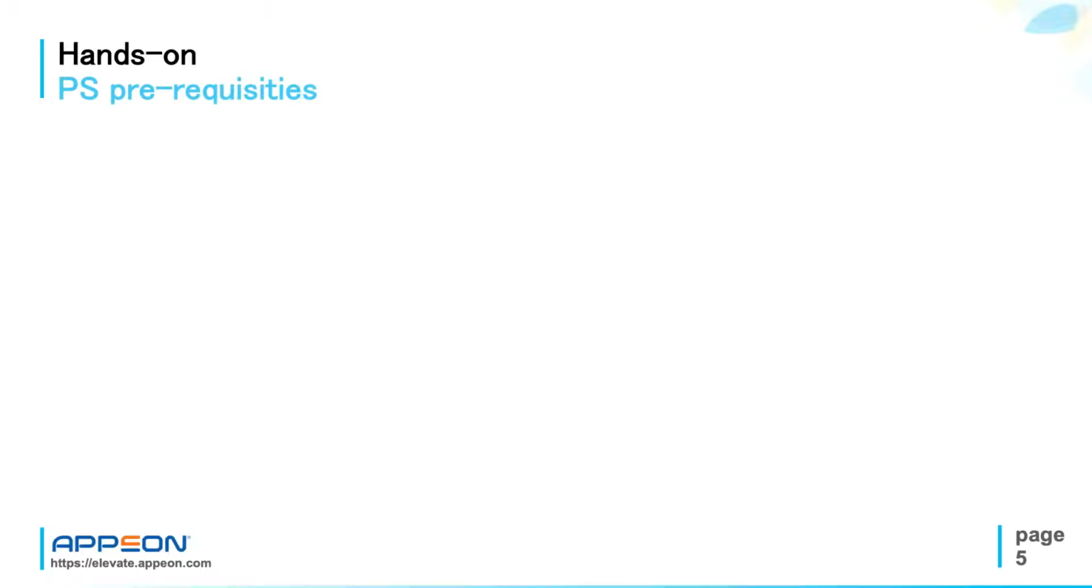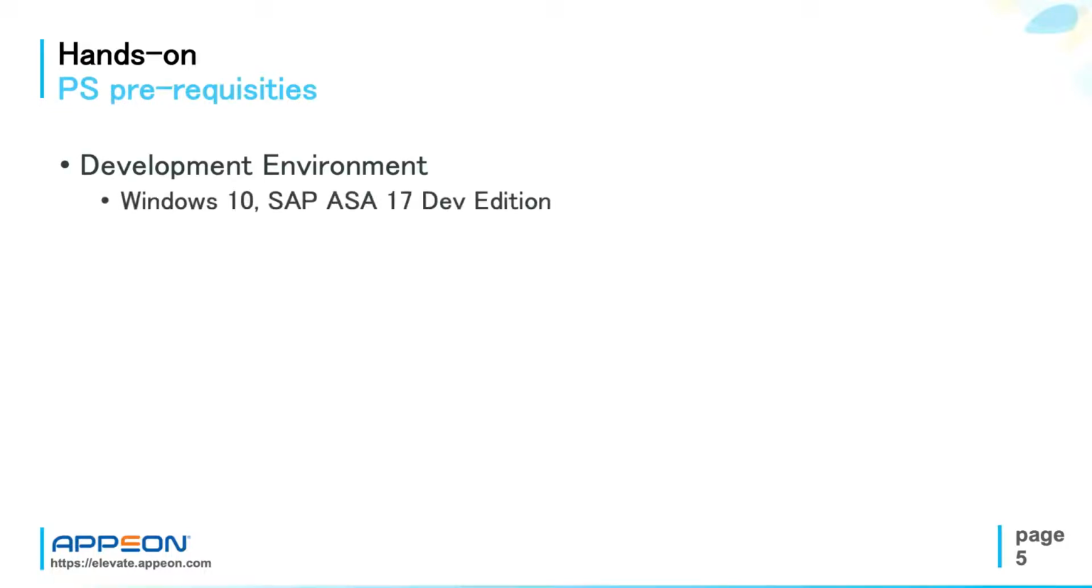Let me go through the pre-requirements for the hands-on part that we're going to have later. As a development environment, I suggest you have a Windows 10 computer or virtual machine with SQL Anywhere 17 Developer Edition database. That is free of charge. You can download it from the SAP Marketplace. The reason why I suggest SQL Anywhere is because during the installation of PowerBuilder and PowerServer, you get automatically created those demo databases we're going to play with.